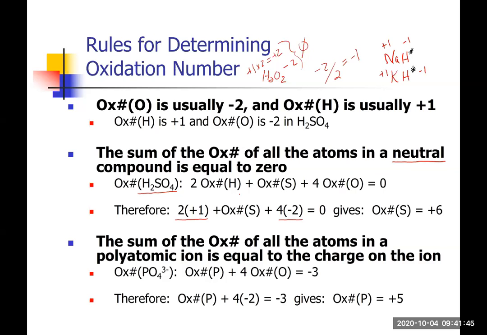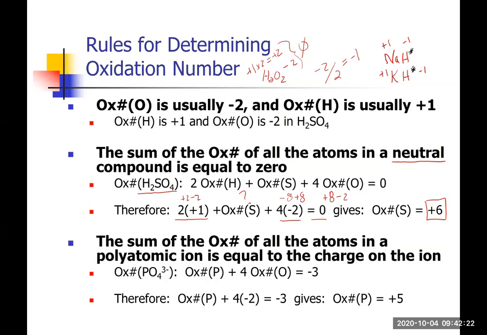The sulfur is the one we're not sure about, but we can set this equal to 0 and then solve algebraically for the sulfur by just taking this -8, we'll add 8 to both sides of this equal sign, and this +2 will subtract 2 from both sides of this equal sign. 8 minus 2 gives us +6, and that is the oxidation state for sulfur that we've calculated.